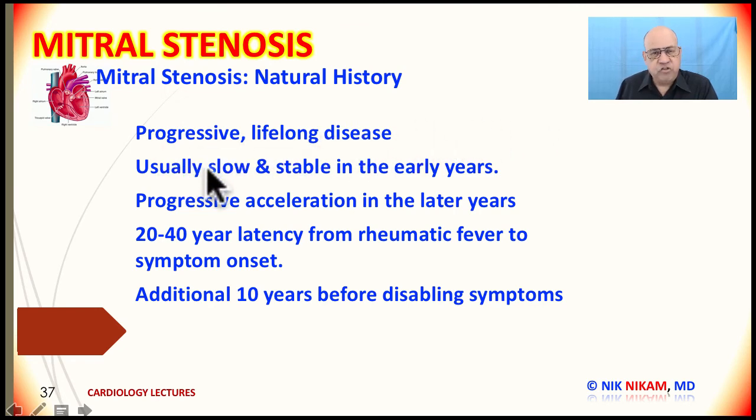It is usually slow and stable in the first 1 to 2 decades. Then there is progressive acceleration in the later years, between 20 to 40 years of latency from rheumatic fever to symptom onset. And after the symptom onset, the condition takes a fairly rapid course with disabling symptoms, with worsening of the stenosis, and along with complications such as atrial fibrillation and embolic events.